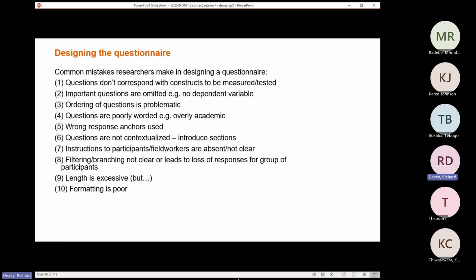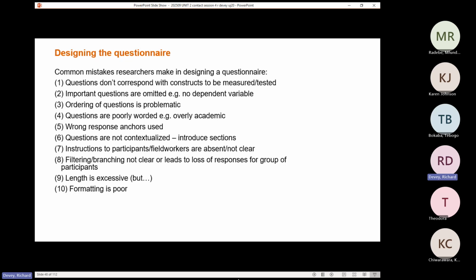Yeah, and then the formatting is poor. That's also a big problem. I've got one example where it's a long questionnaire and it's not really very well formatted, and it's very difficult to do the data capture accurately from a questionnaire like that.